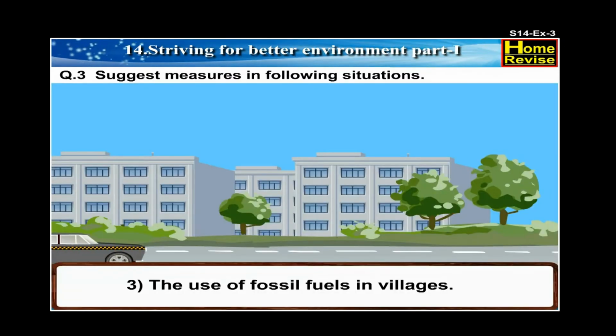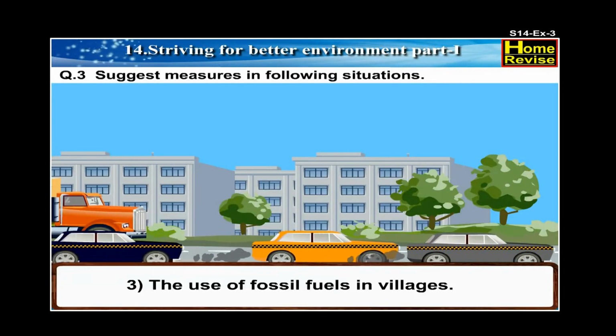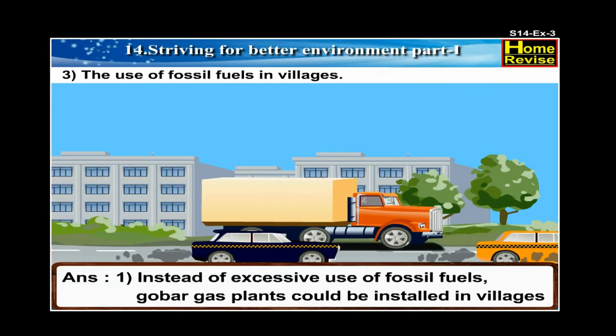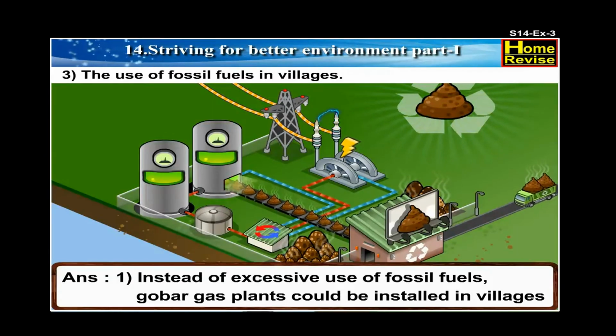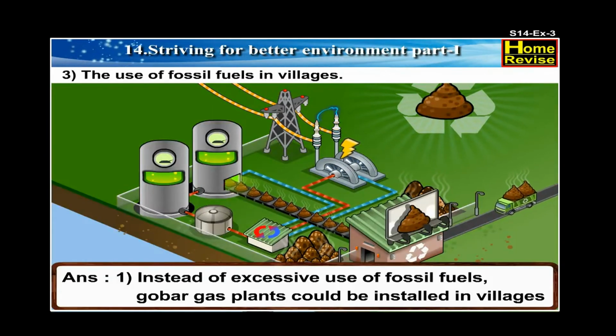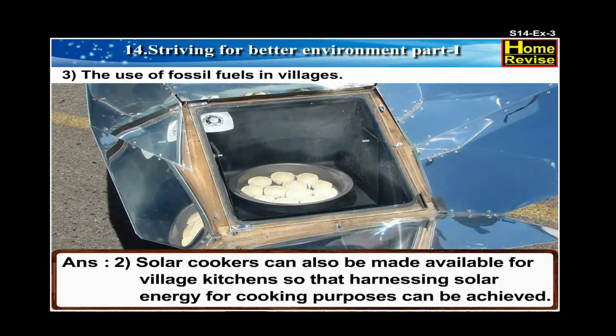Three. The use of fossil fuels in villages. Answer. Instead of excessive use of fossil fuels, gobar gas plants could be installed in villages where animal dung is available in plenty. Solar cookers can also be made available for village kitchens so that harnessing solar energy for cooking purposes can be achieved.